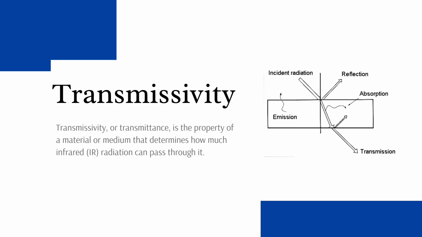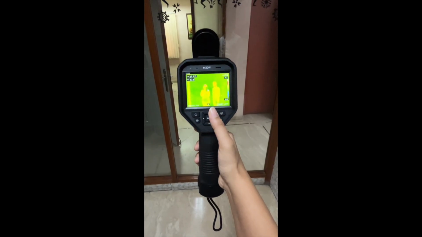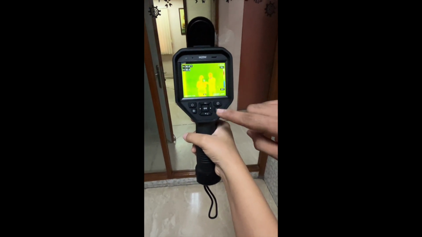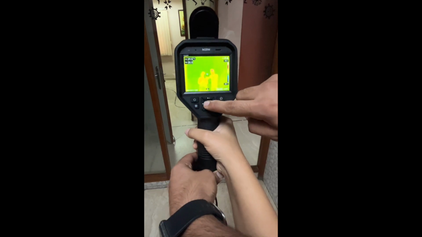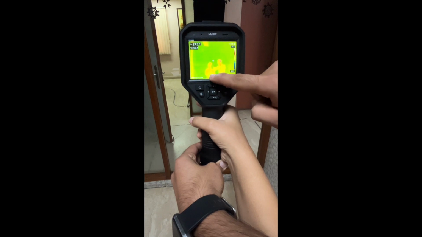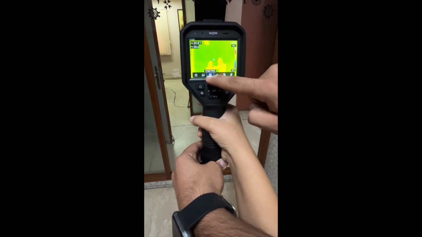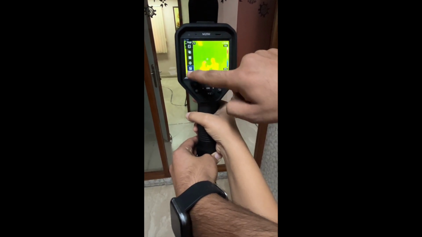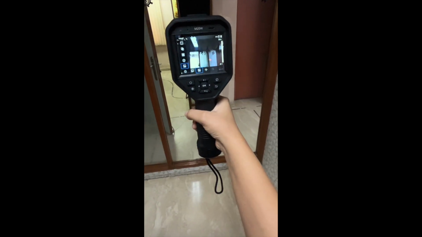Ordinary glass, for example, blocks almost all infrared radiation, so a thermal camera cannot see heat accurately through it. Here, as you can see, we are pointing the thermal camera at a transparent glass door. What you can see on the screen is mostly the reflection of surrounding temperatures, including our own body temperature, and not the actual temperature of the glass.